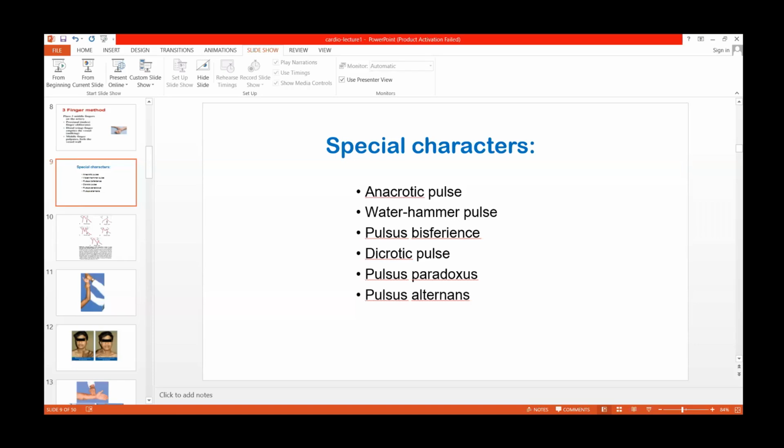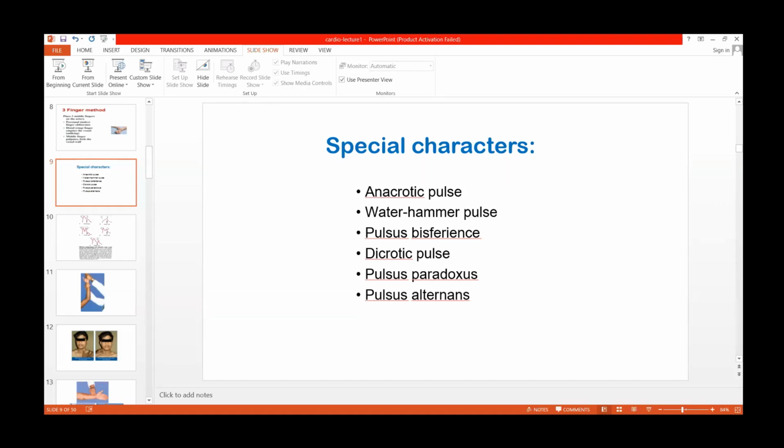Next is pulsus paradoxus, which is basically an inspiratory decrease in the pulse wave. It is more than 10 millimeter decrease during inspiration. And why is there an inspiratory decrease? Generally, during inspiration, the volume of blood in the right ventricle increases, which leads to bending of the septum towards the left side, and this will lead to a decrease in the pulse volume from the left side, and that gives rise to pulsus paradoxus.